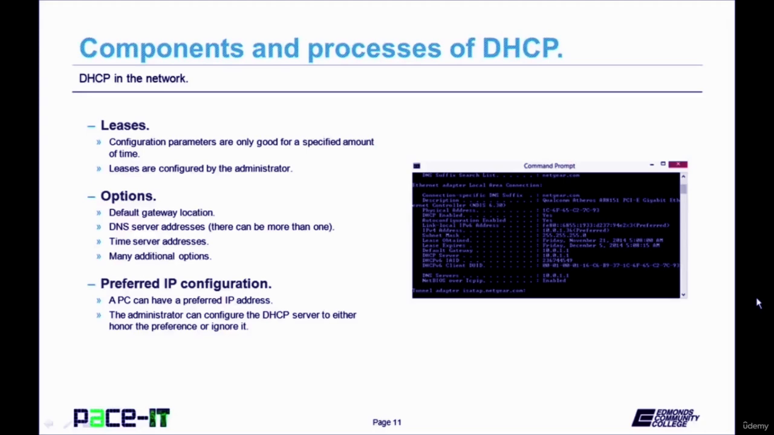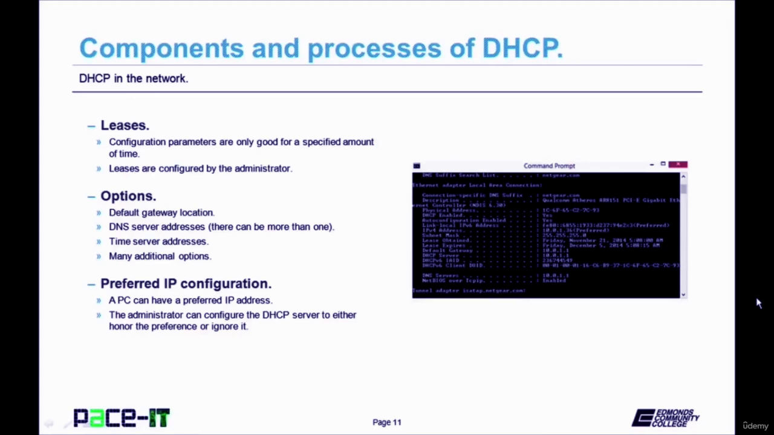There are also options that the administrator can configure. The first one that's pretty obvious is the default gateway location. There's also the DNS server address, and the administrator can configure more than one DNS server location. An administrator can also configure an option for the PC to synchronize with a time server. So the administrator can configure a time server address. There are many more additional options, but those are the big three that you should remember.